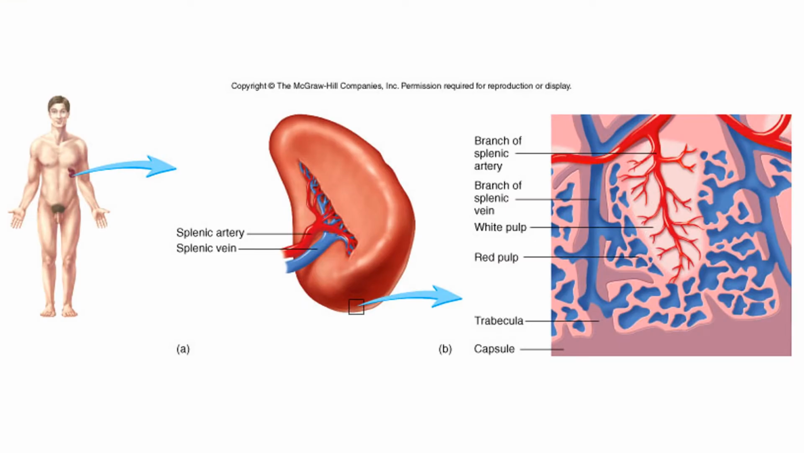This image shows you the inferior view of the spleen. Figure A shows the innervation of the splenic artery and the splenic vein, while image B shows the arrangement of arteries, veins, white pulp, and red pulp. White pulp is more likely associated with the arteries, and the red pulp is associated with the veins.